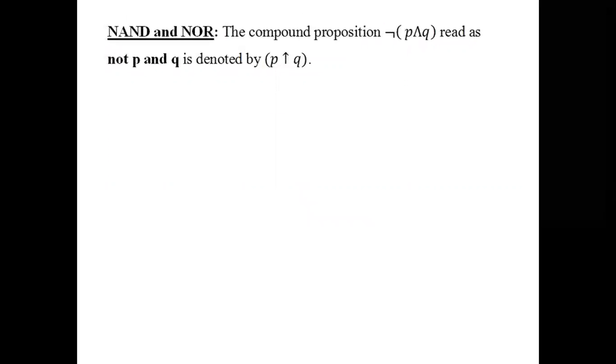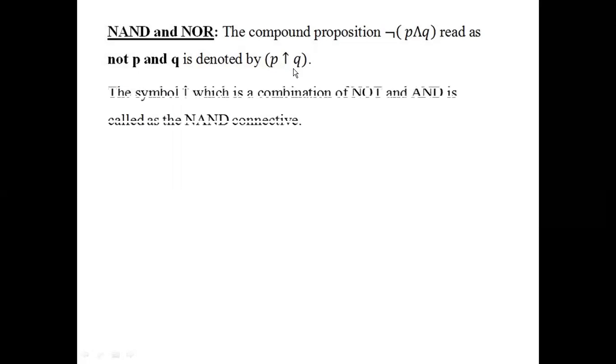First, we will know about the NAND and the NOR. The compound proposition negation of P and Q, read as not P and Q, is denoted by P up arrow Q. The negation symbol is read as not. The up arrow is read as NAND, so P NAND Q. The symbol up arrow, which is a combination of not and, is called the NAND connective.